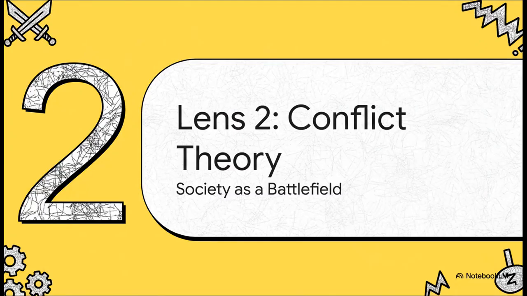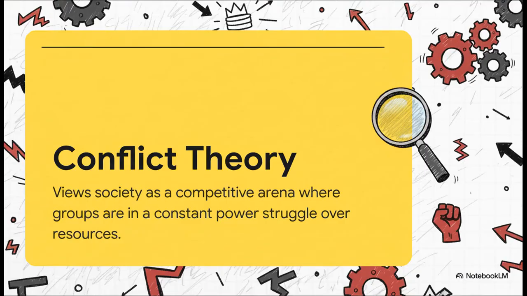All right, let's switch to a completely different lens. If functionalism sees society as this peaceful, cooperating organism, well, conflict theory sees it as a chaotic battlefield. Yeah, this theory, which was heavily influenced by Karl Marx, argues that society isn't about stability at all. It's about competition. Different groups are in this constant power struggle, always fighting over limited resources like money, power, and status. It's kind of like a zero-sum game. For one group to win, another one has to lose.